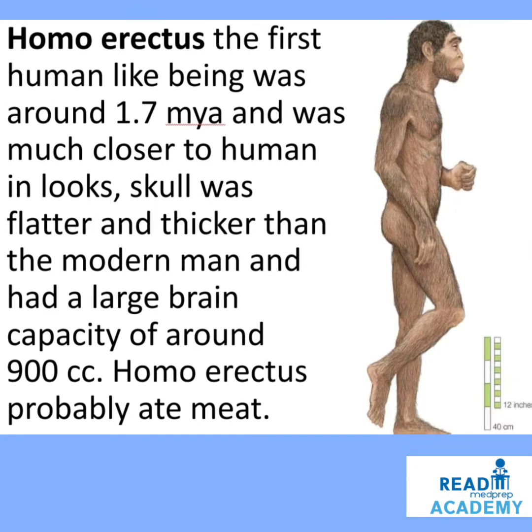Homo erectus, the first human-like being, was around 1.7 million years ago and was much closer to the human in looks. Skull was flatter and thicker than the modern man and had a large brain capacity of around 900 cc. Homo erectus probably ate meat.